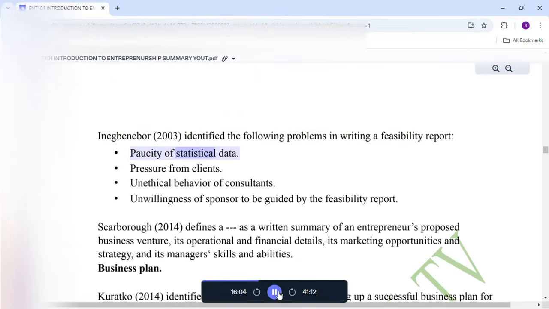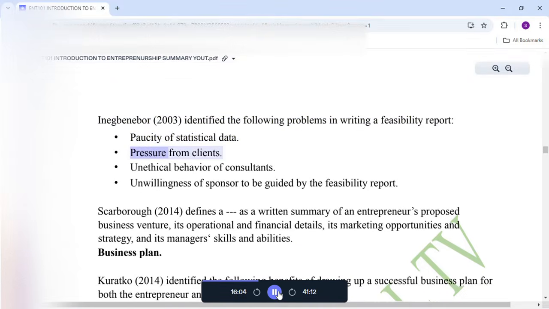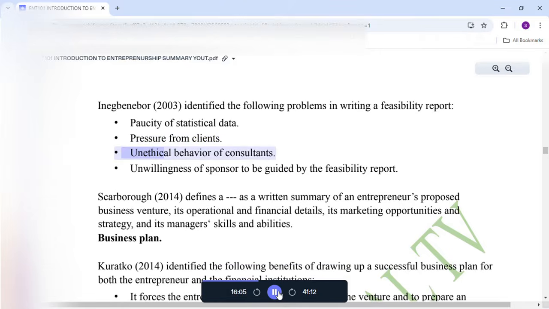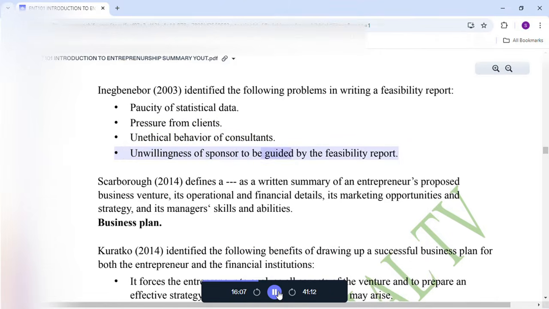ENT101, 2003, identified the following problems in writing a feasibility report. Paucity of statistical data. Pressure from clients. Unethical behavior of consultants. Unwillingness of sponsor to be guided by the feasibility report.